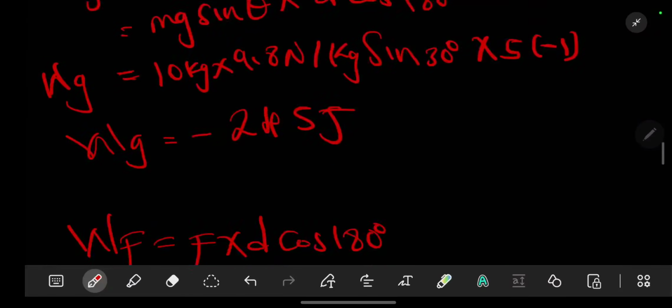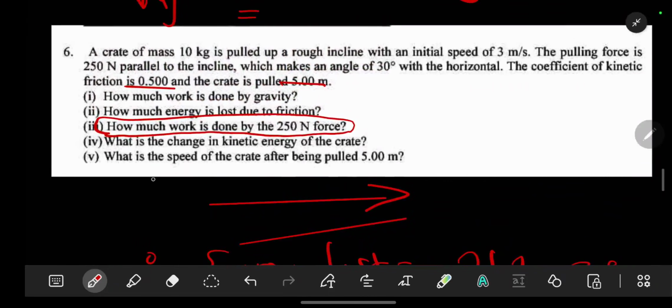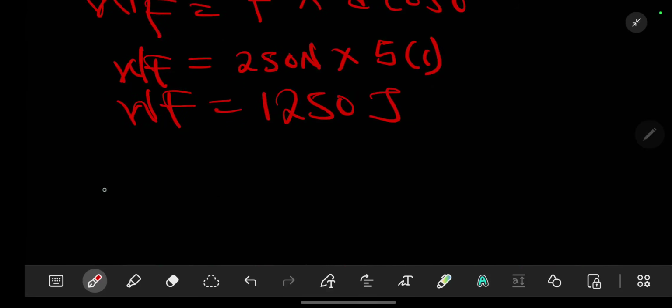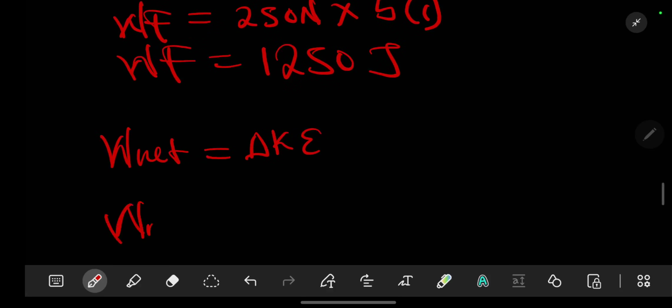The next one asks what is the change in the kinetic energy of the crate. If you remember, we said that the net work done should be equal to the change in the kinetic energy, which is what they want. So using the Work-Energy Theorem, that is what we get. Now, knowing that the net work done is equal to the work done by gravity plus the work done by the normal.